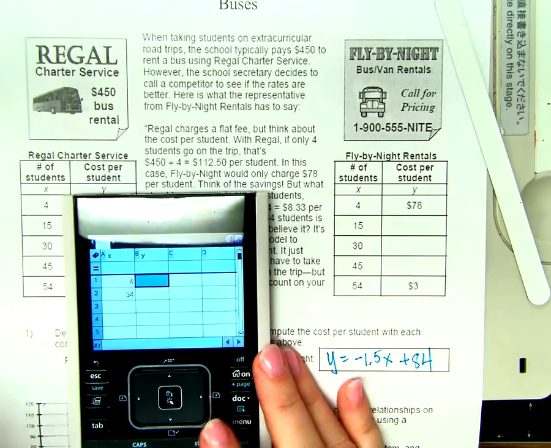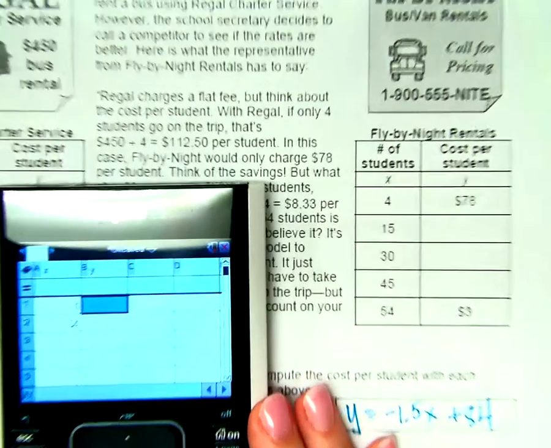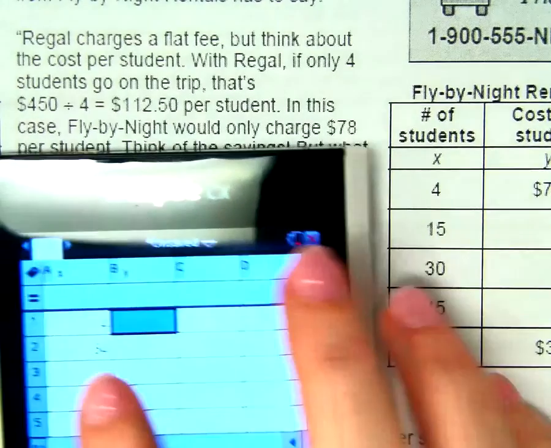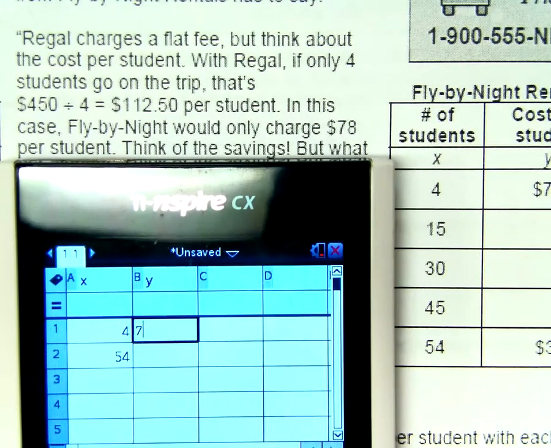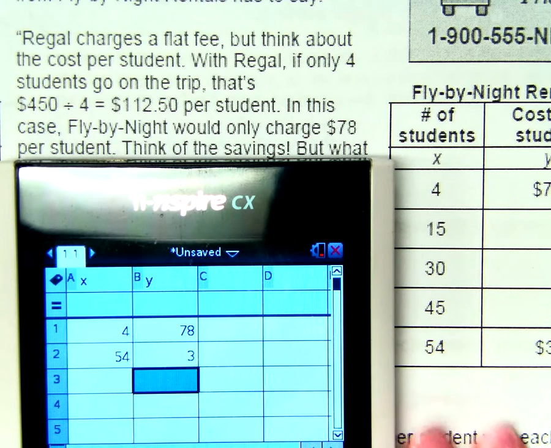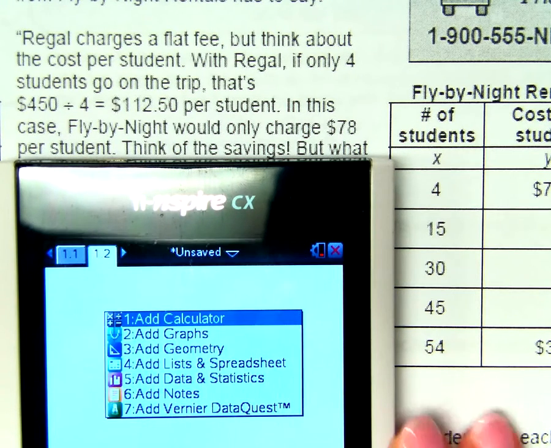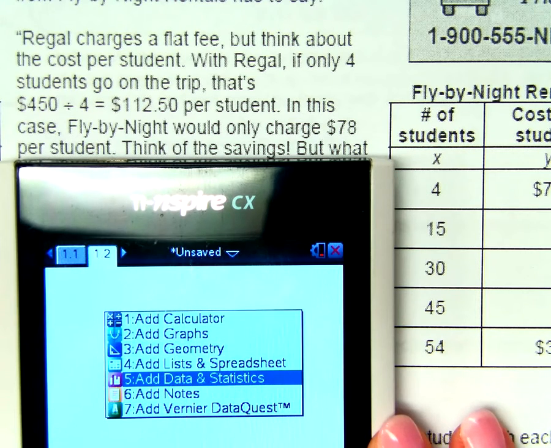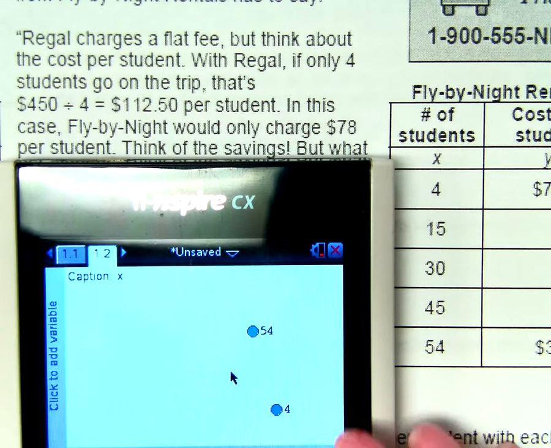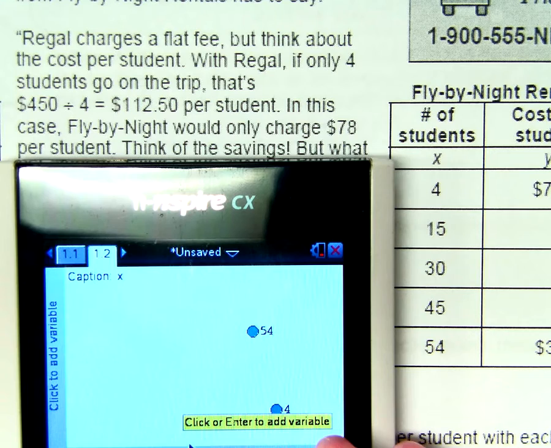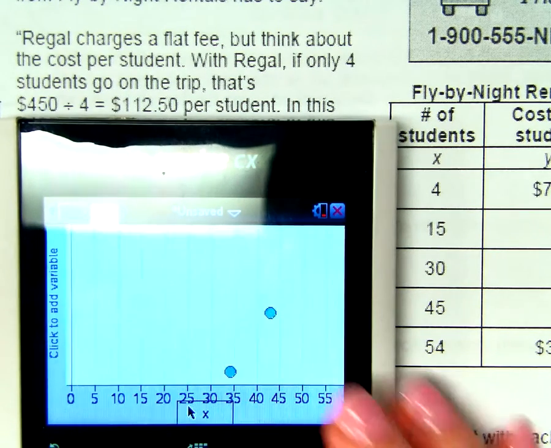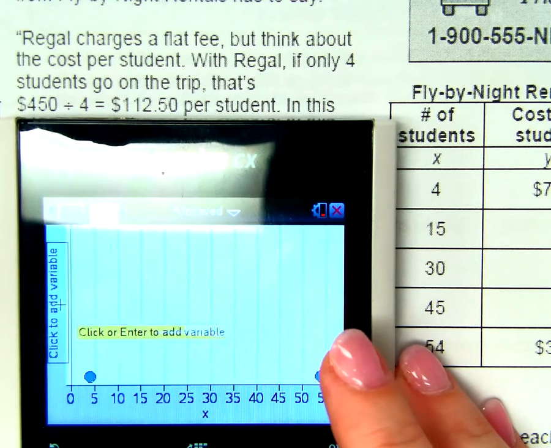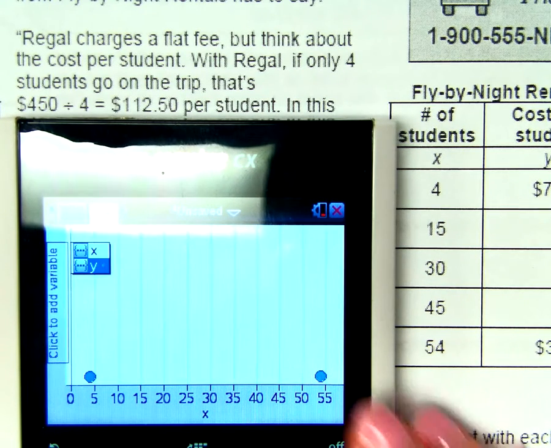And this, I want, oh, you can't see that, I'm sorry. Let me zoom in, I'll zoom back out in a second. So I put an X and a Y, X here, Y here, a 4 here, 54 here, and then I have a 78 in the first with the 4, and then I have a 3 with the 54. And I want to add a page that is a data and statistics, right? I want this to be X, and I want this to be Y.